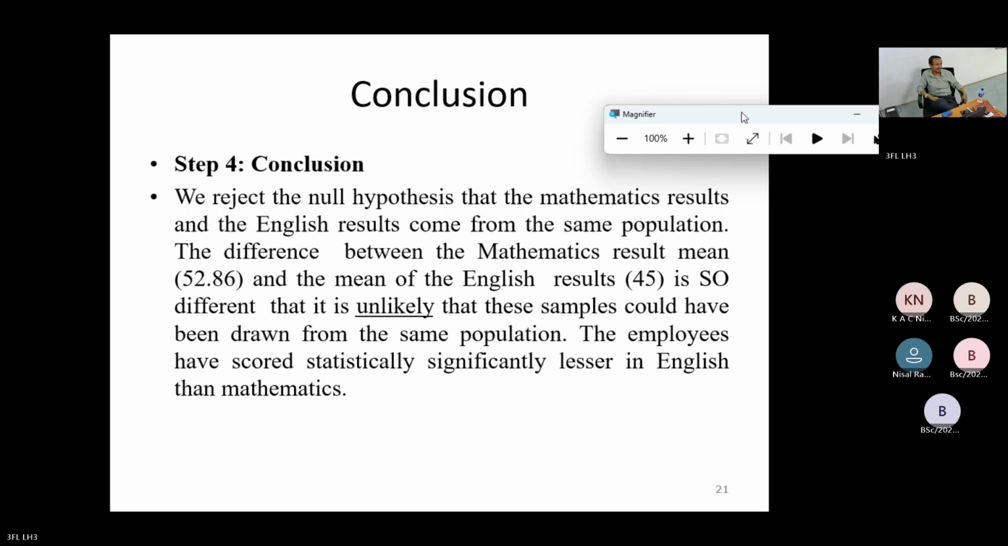Simple. So in terms of skills, they come from two different populations. Skills are one thing, English skills and mathematics skills. Again, we apply the 4 steps.